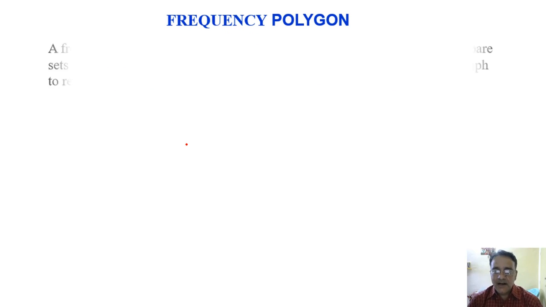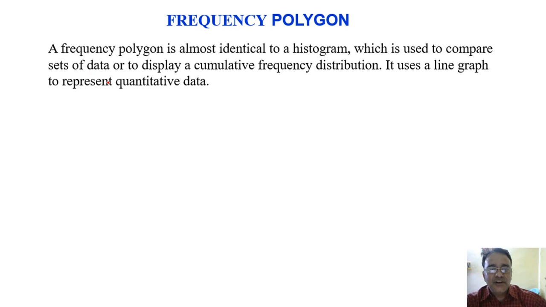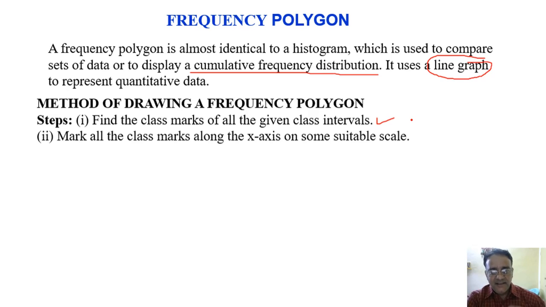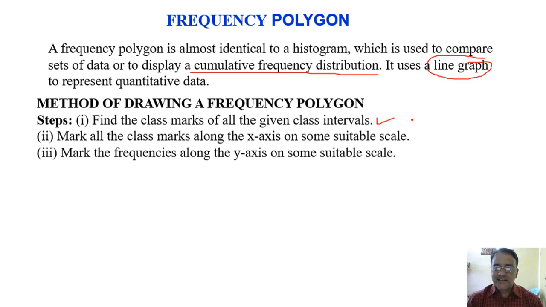Frequency polygon is identical to histogram, which is used to compare sets of data or display a cumulative frequency distribution. It uses line graph to represent quantitative data. So what we will do in drawing the frequency polygon, we will first find the class mark of all the class intervals. So that is the first step. Find the class mark of all the given class intervals. Then mark all the class marks along the x-axis. This is the second step, on suitable scale. Then mark the frequencies along the y-axis on some suitable scale. This is the third step.